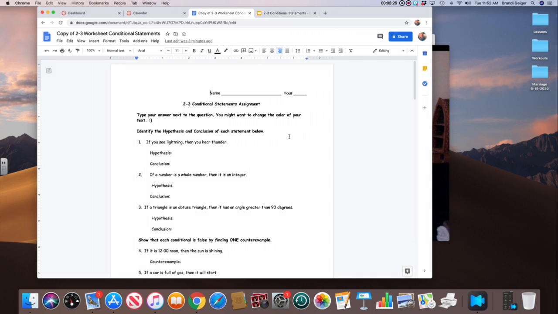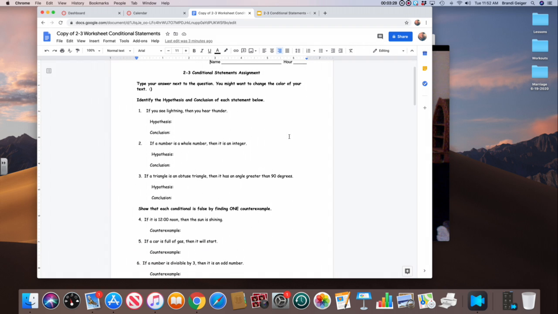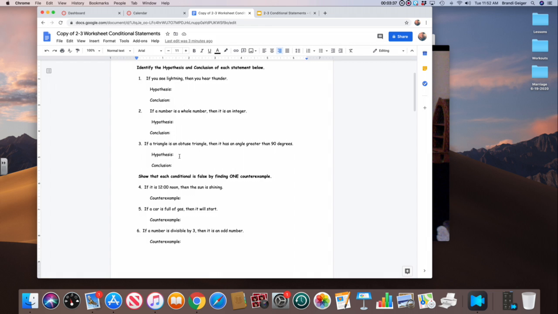So if you look at your assignment on number 1, 2, and 3, you're just going to identify the hypothesis, which is the if part, and the conclusion, which is the then part. So numbers 1, 2, and 3 shouldn't be so bad.